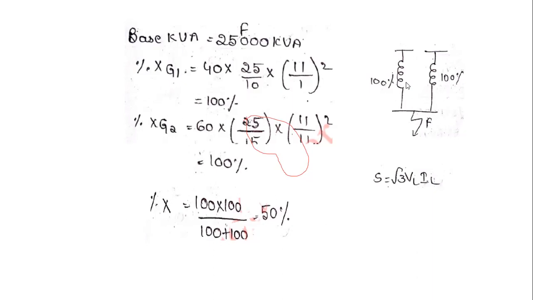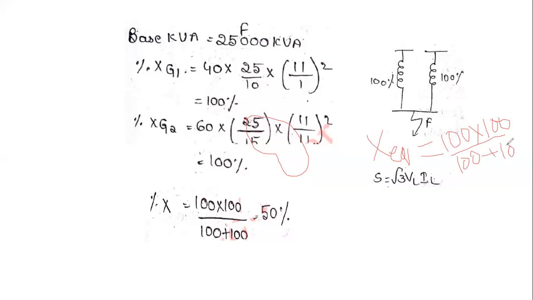These two generators are connected in parallel. What is the equivalent reactance formula when they are connected in parallel? X equivalent is equal to X1 into X2 by X1 plus X2, that is 100 into 100 by 100 plus 100.